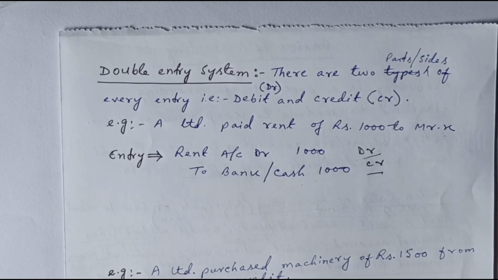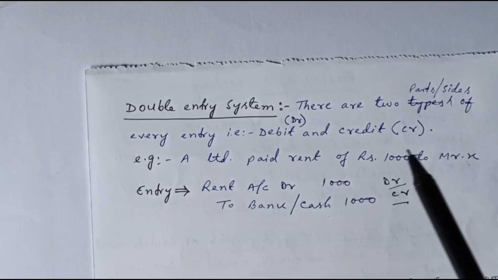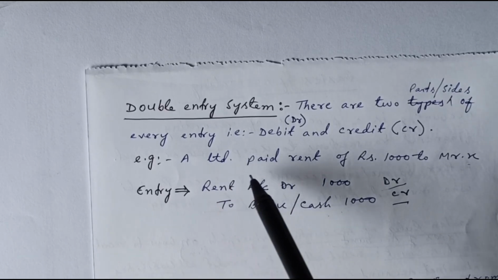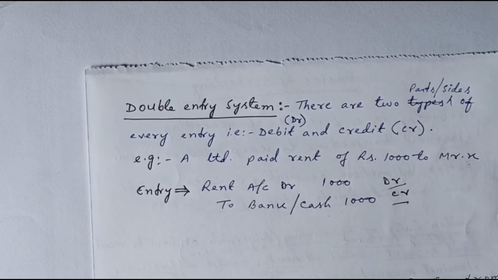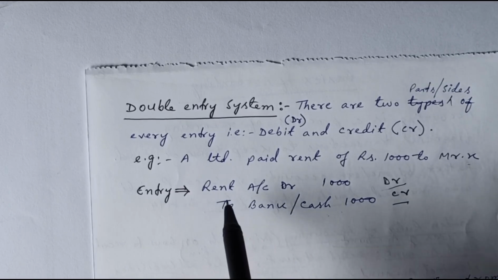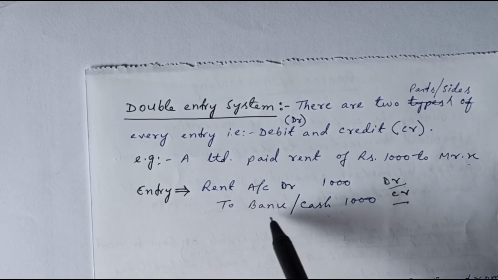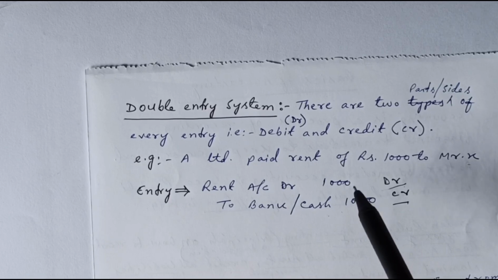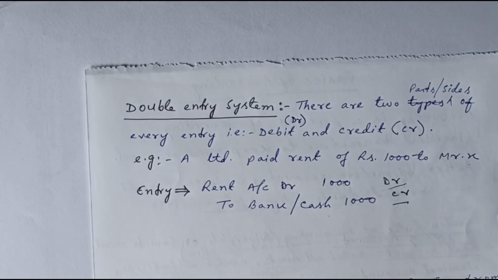As for example, in this scenario, I've taken an example. A Limited is a company. A Limited paid rent of rupees 1000 to Mr. X. So rent is expenditure for any company. If he's paying rent, so expenditure we have debited, and bank or cash he's giving, so bank or cash credit. So every transaction, every entry has two sides. So in this example we have understood this.